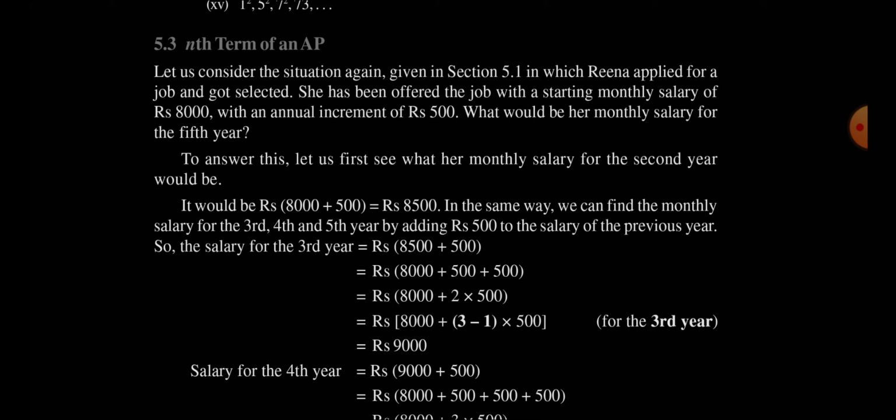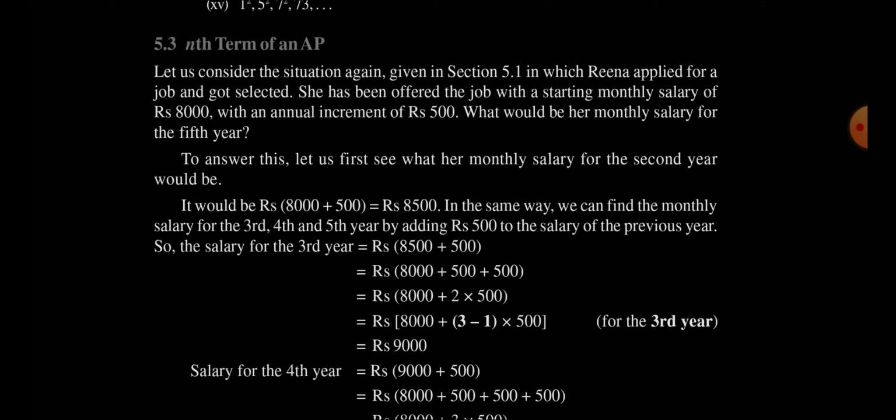To answer this, let us first see what her monthly salary for the second year would be. It would be Rs 8,000 plus 500, which is equal to Rs 8,500. In the same way, we can find the monthly salary of the third, fourth, and fifth year by adding Rs 500 to the salary of the previous year.